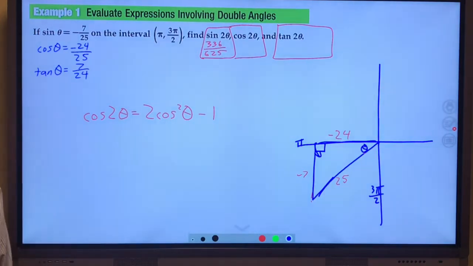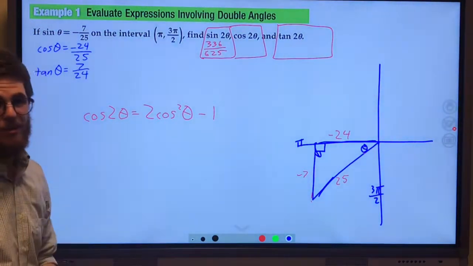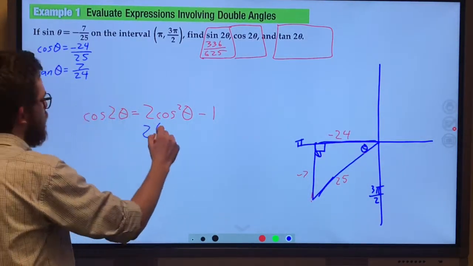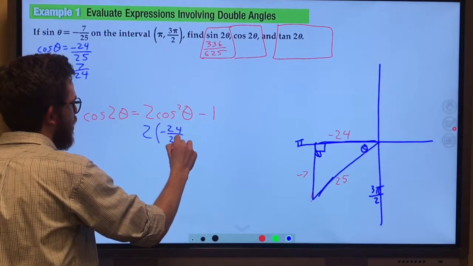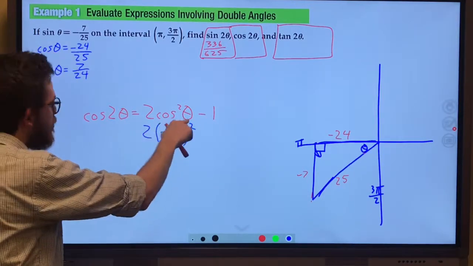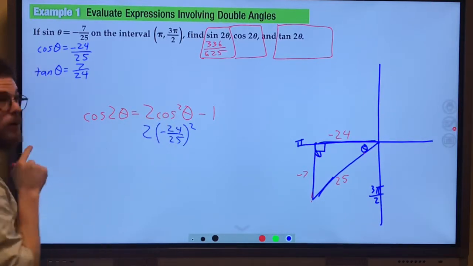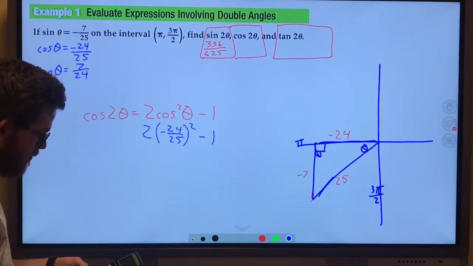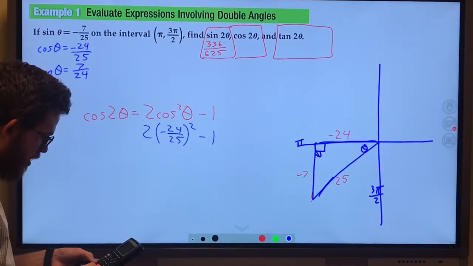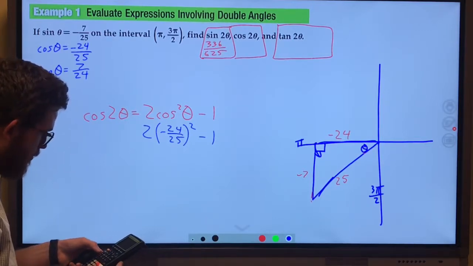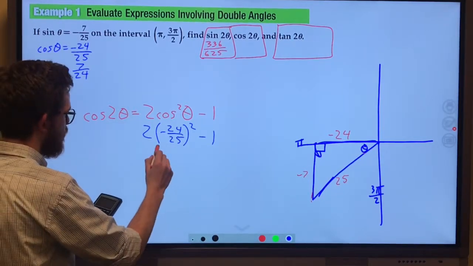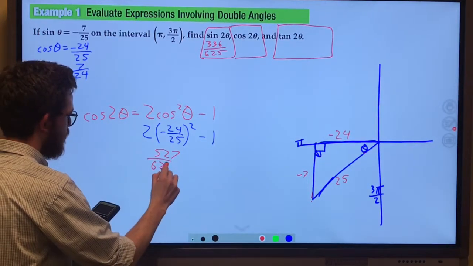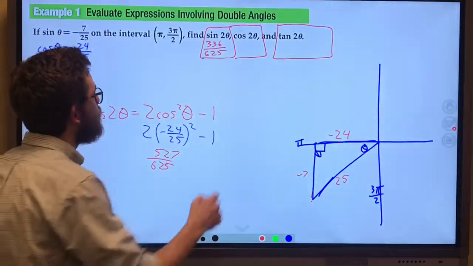There's other ways to get cosine of 2 theta. This just seems to be the easiest one because there's only one thing we have to input, and that's cosine of theta, negative 24 over 25 squared. Cosine of theta was a negative 24 over 25, but we have to square it. Minus 1. We can type all this in the calculator. 2 times 24 over 25 squared minus 1. It'll change it to a fraction for you. That's 527 over 625, and that is reduced.